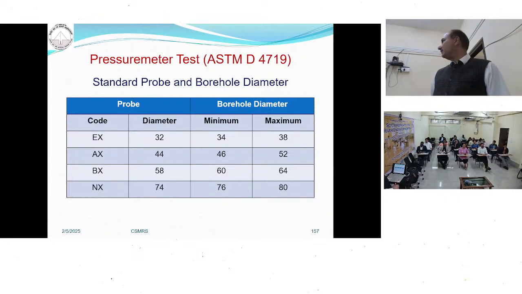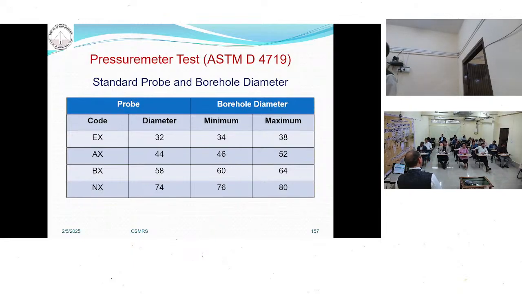These are the standard probe and borehole sizes, either 44 to 74. The only limitation in this method is that you require a good driller who can provide a good borehole. If the size of the borehole is more than the probe you are using, you will not be able to conduct this test. In the case of the XI probe, which has a diameter of 74, the borehole diameter should be 76 to 80.